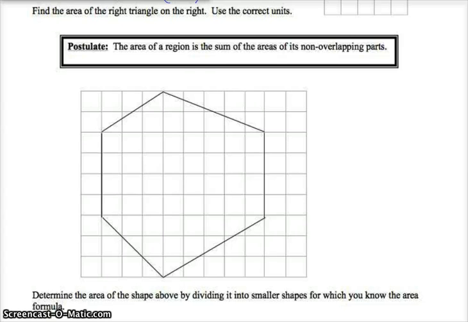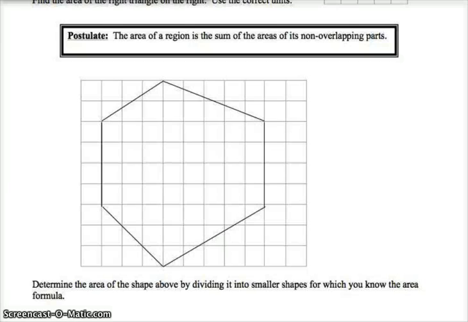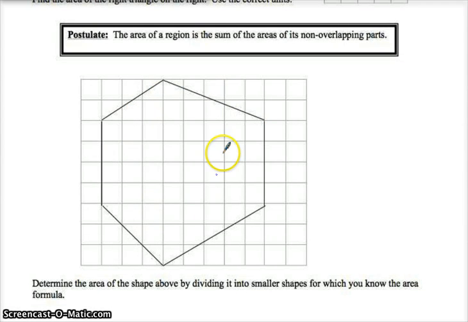Okay, so postulate. The area of a region is the sum of the areas of its non-overlapping parts. The sum of its non-overlapping parts. So if we were going to try to find the area of this, we'd add all the squares together that don't overlap, right? So probably the easiest thing I would do is take this big chunk, add it together, and then I kind of start piecing stuff together.